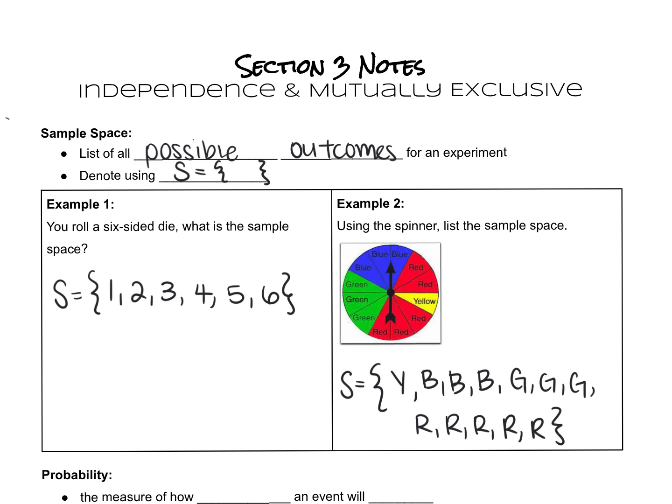So a sample space has to list all of the possible outcomes, even if something is repeated. Just because I only have the colors red, yellow, blue, and green, I don't just list them each once, because there are multiples of some of the colors.